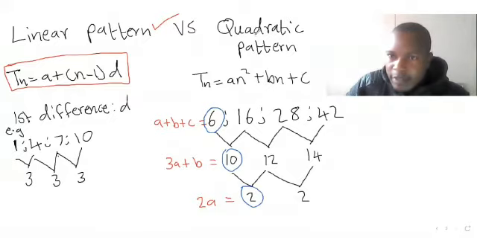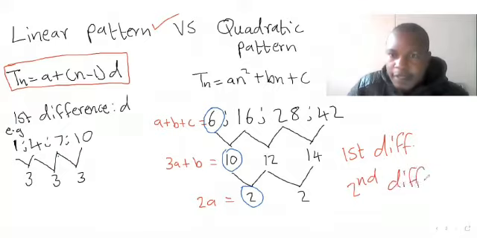The quadratic number pattern would be a bit different. So it means in this case, you actually get a second difference. So the first difference, so that would be the first difference there, will not be constant. So it means that you have to subtract further to get a second difference. So that in itself would make the pattern quadratic. So remember, you get the quadratic number pattern by having a second difference.